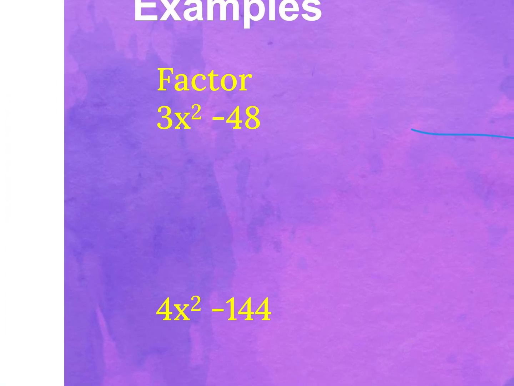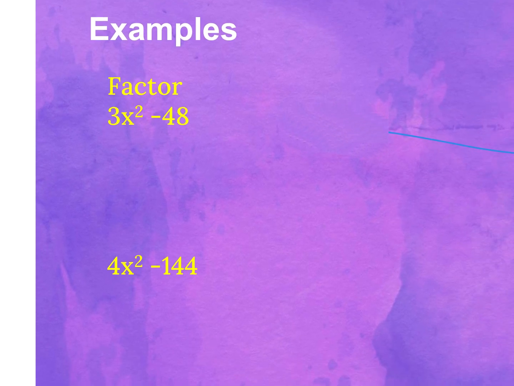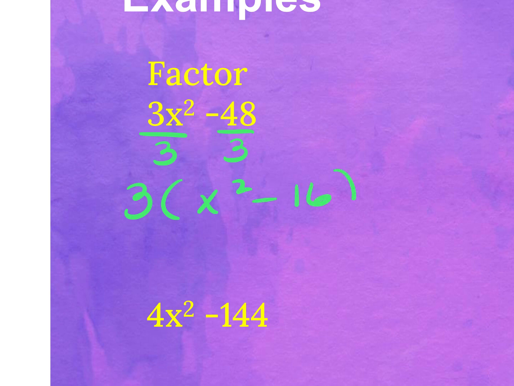Binomials. Remember, when we factored these back on day 1, the only time we could factor a binomial is when it was the difference of two squares. At first glance, you're going to look at this and say, wait a minute, 3 and 48 aren't perfect squares. However, I can divide both numbers by 3, and then what remains are perfect squares. So if I divide this by 3 and this by 3, I'm left with x squared minus 16.